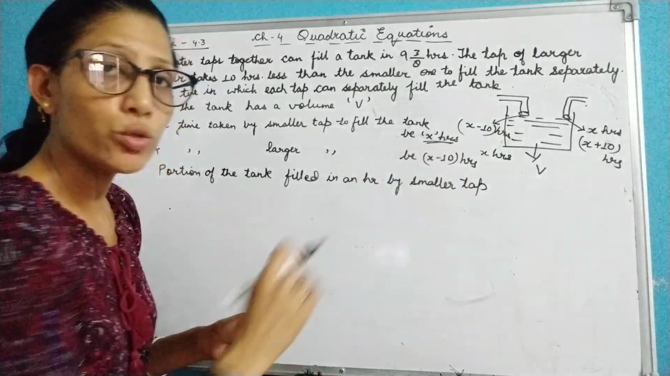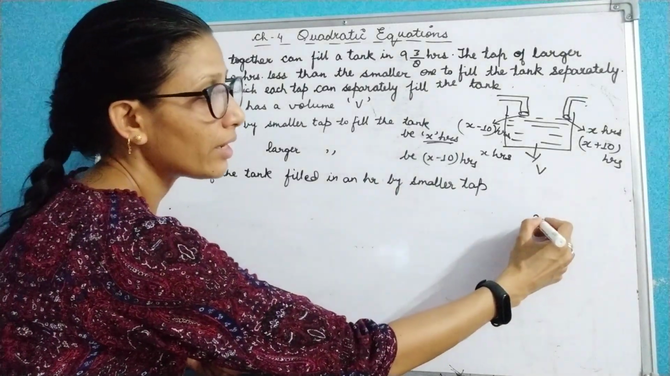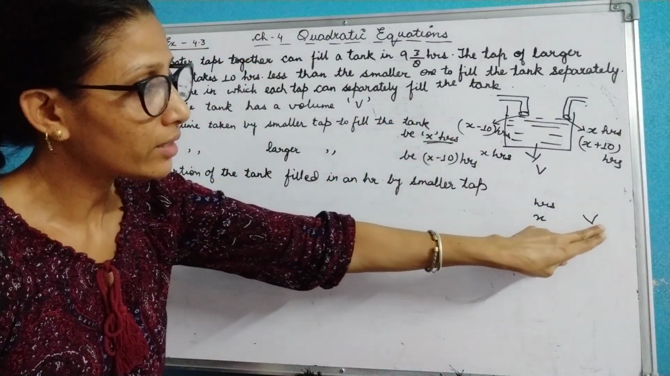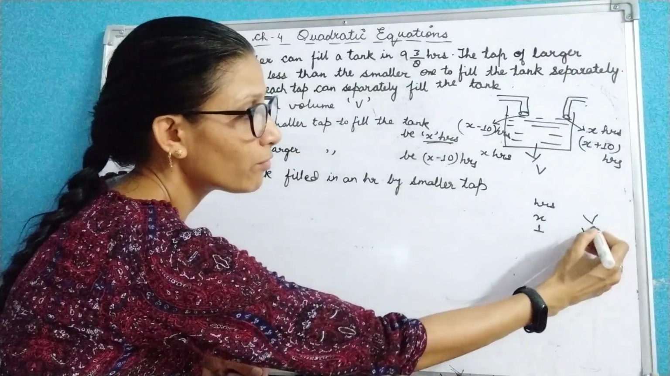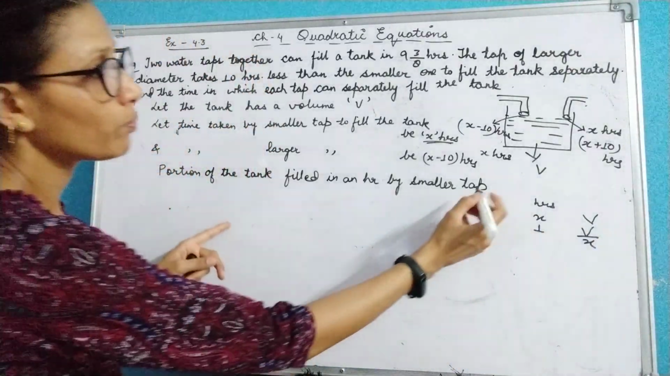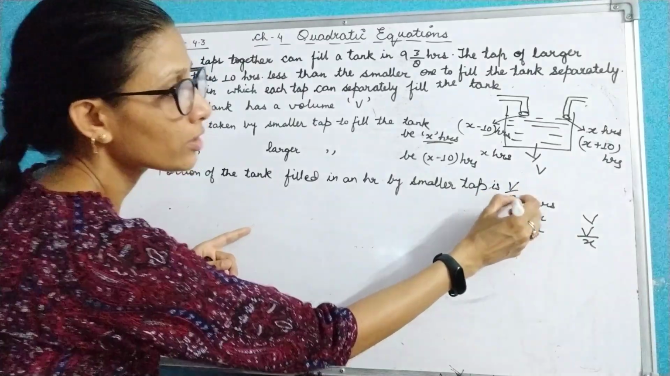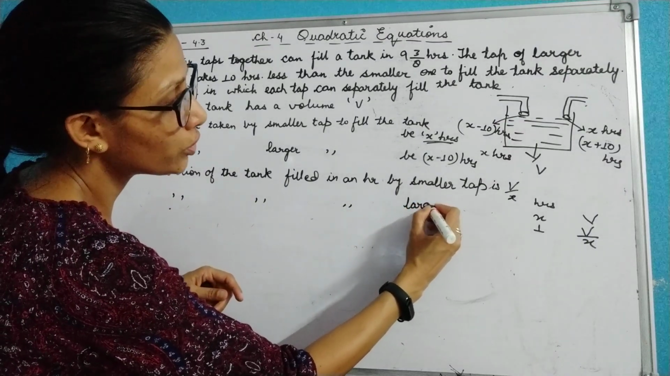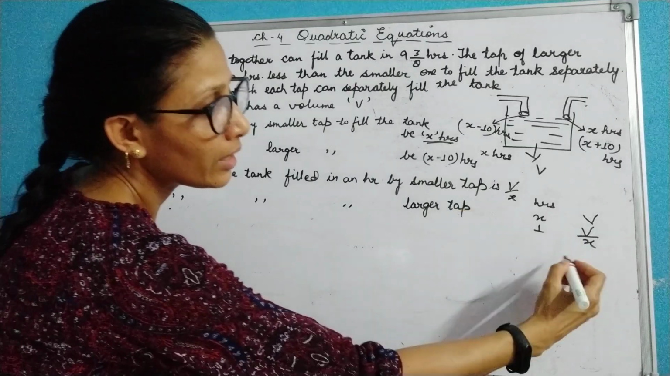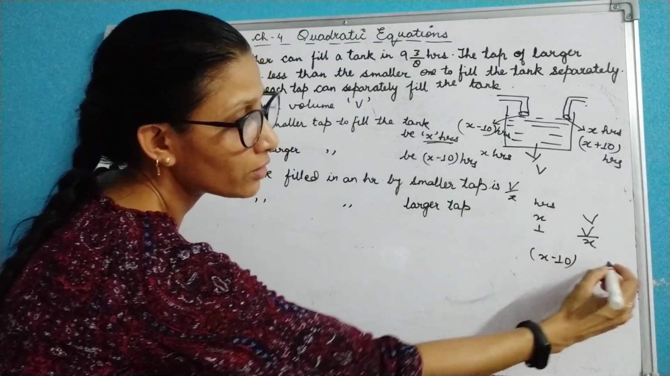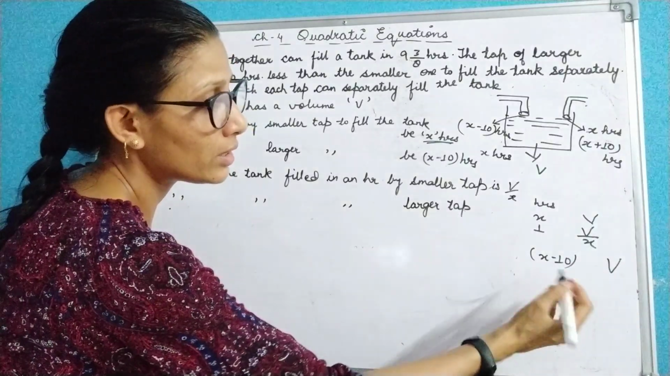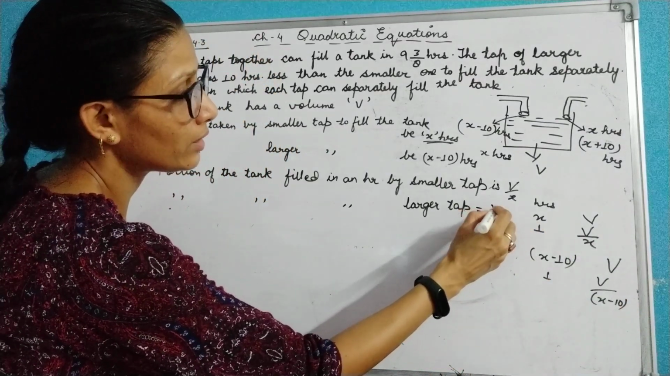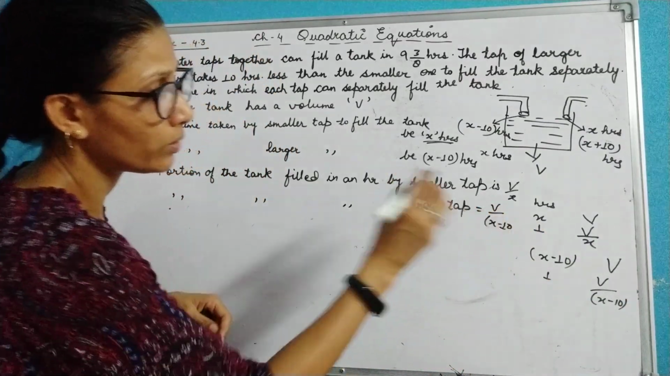I can use my unitary method over here. If in X hours it fills the complete tank, that is of volume V, then in 1 hour it will fill V by X portion. So by the smaller tap it is V by X. Similarly, the portion of the tank filled in an hour by the larger tap: if in X minus 10 hours it fills the complete volume of the tank, then in 1 hour it will fill V by X minus 10. So I can write it as V by X minus 10 over here.